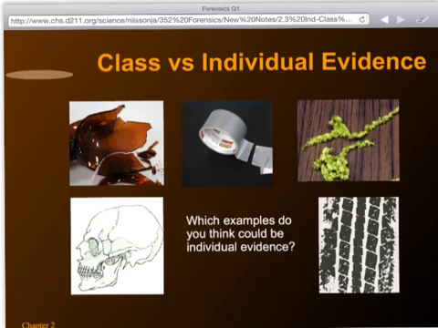So let's take a look at a couple examples here. This is the part of the lesson where I'm going to ask you to do a little bit of interacting, a little bit of thinking. Okay, so focus. We're going to be thinking now. I have 5 items here. Which of these would be examples of individual evidence? Things that are traced back to one specific single source.